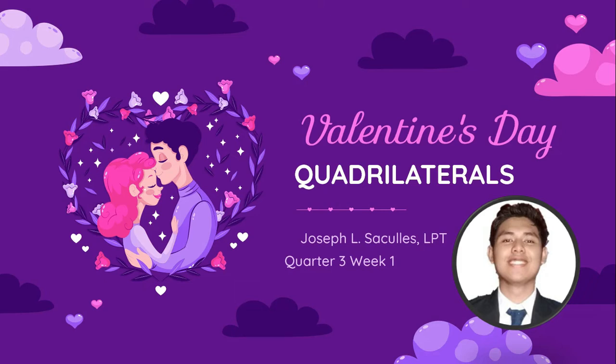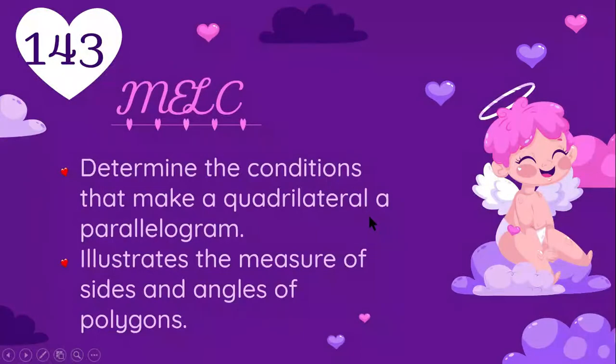I'll be discussing quadrilaterals, which will be our lesson for the first week of the third quarter. In our most essential learning competencies, the student should be able to determine the conditions that make a quadrilateral a parallelogram and illustrate the measure of sides and angles of polygons.